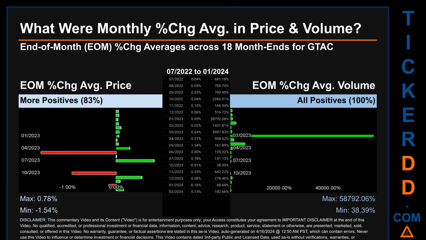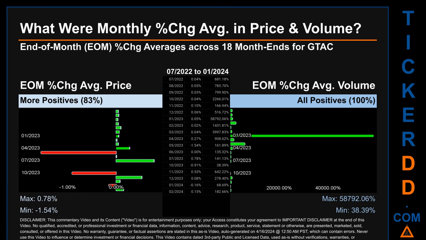What were end-of-month percentage change averages in price and volume for GTAC? The monthly average of percentage change in price and in volume were calculated for each of the 18 month ends. That calculation took daily percentage changes and averaged them for each given month. If a month end came out negative, then it means that the month summarily saw a negative change.